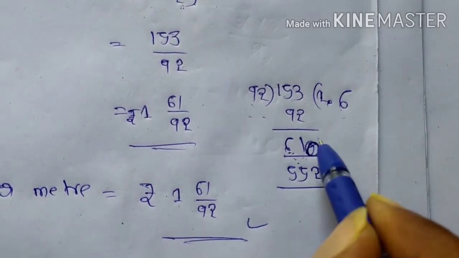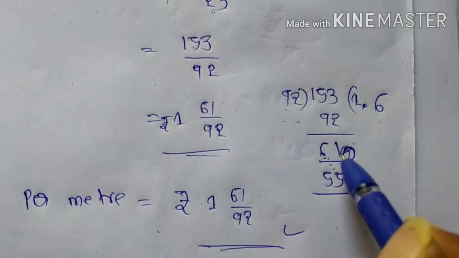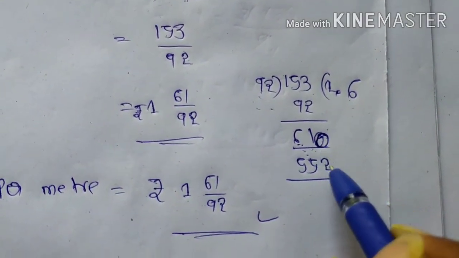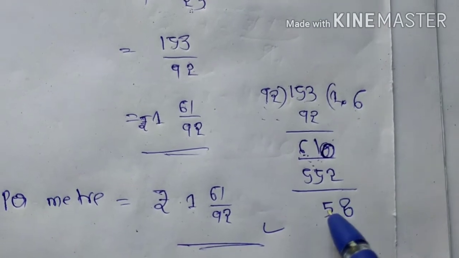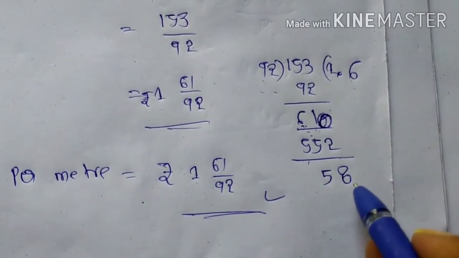See here, 10 minus 2 is how much? Yeah, 8 only. Here how much are you getting? 0. That means the second time you can take 10. 10 minus 5 is how much? 5 only. Yes or no? 10 minus 5 is 5. Here 5 minus 5 is 0. That means here the remainder is how much?